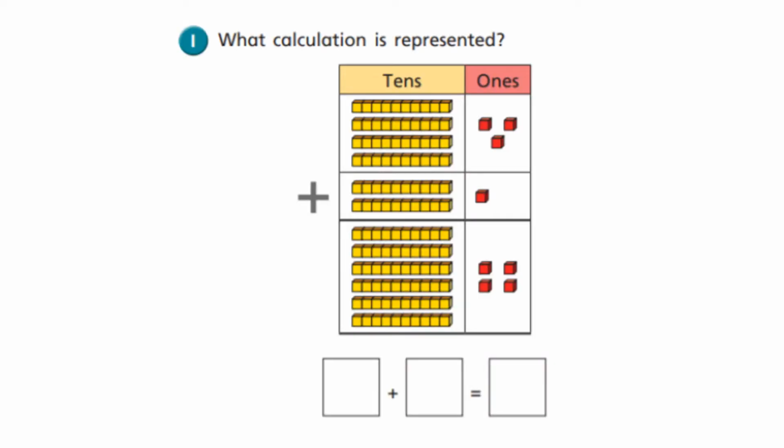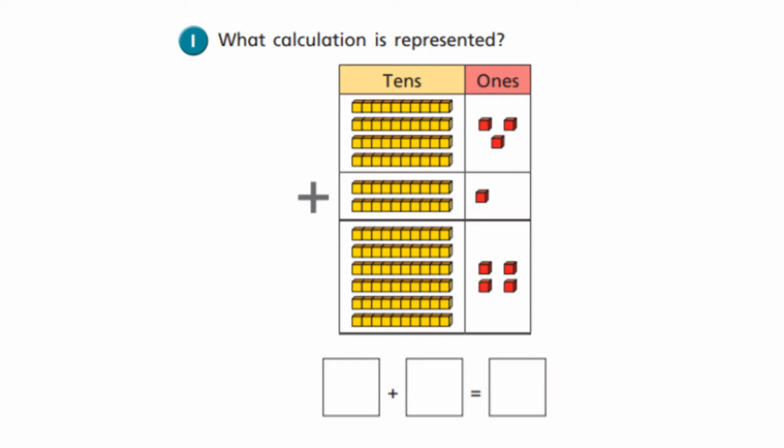We are going to be adding two-digit numbers today. And a two-digit number is a number that has tens and ones. Okay, on your worksheet you will see this question here. So number 1, it says what calculation is represented?